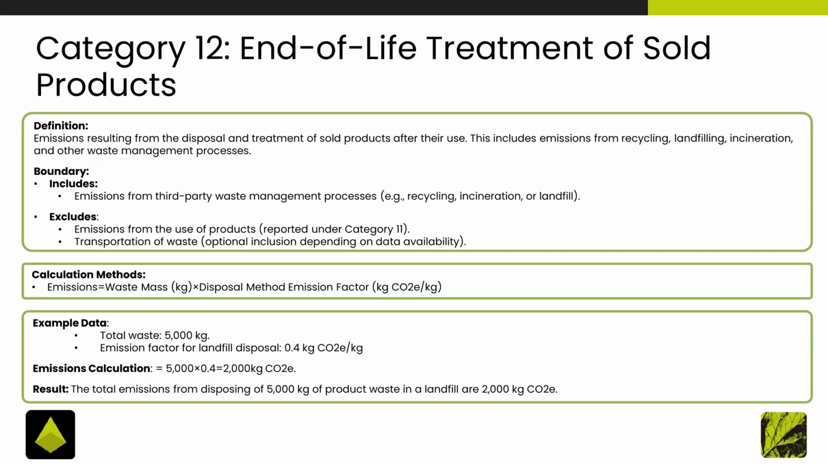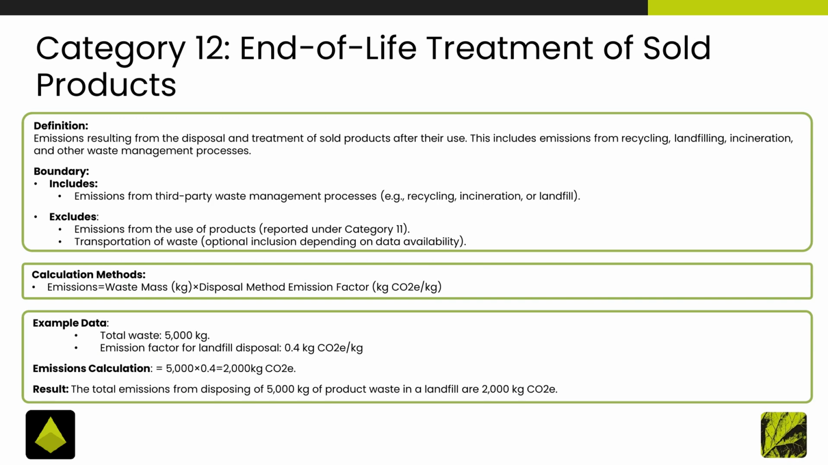Category 12, end-of-life treatment of sold products, focuses on emissions from the disposal and treatment of products after their use. This includes processes like recycling, landfilling, and incineration. The boundary encompasses emissions from third-party waste management, excluding reuse or processing of products.